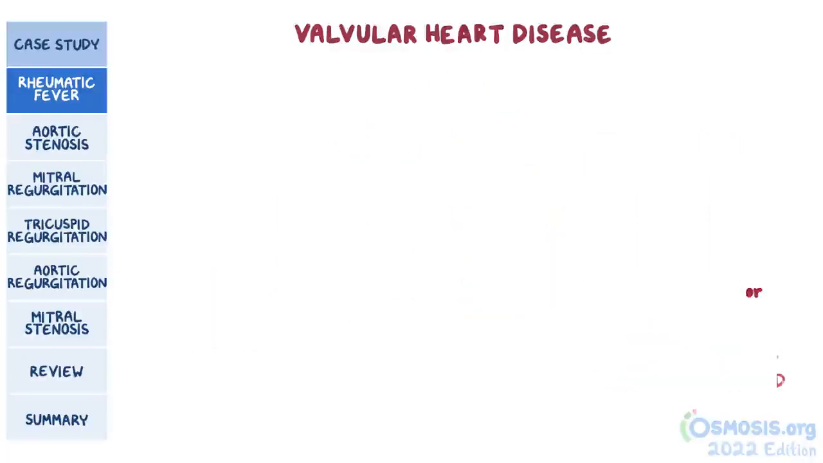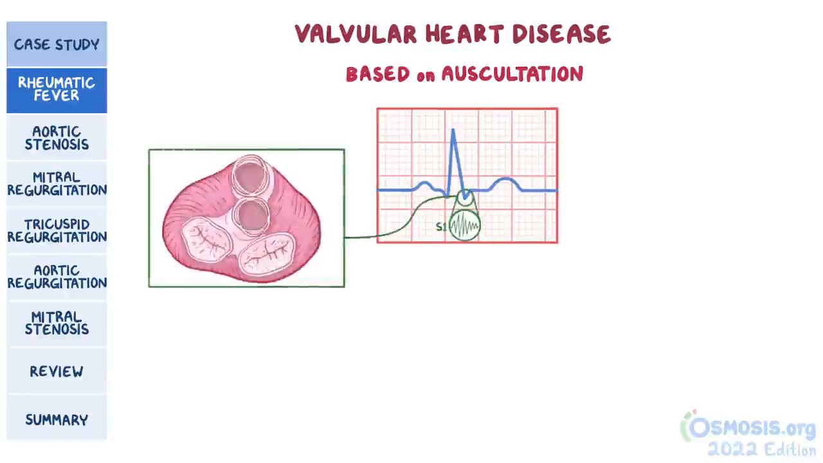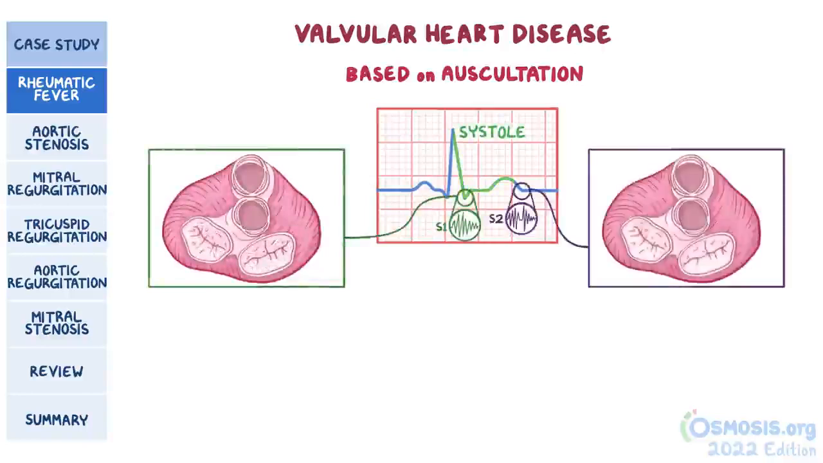In order to make things easier to remember, we'll classify valvular heart disease based on what type of murmurs you hear on auscultation. Remember, there are 2 normal heart sounds. S1, caused by the mitral and tricuspid valves closing at the beginning of systole, and S2, caused by the aortic and pulmonary valves closing at the beginning of diastole.